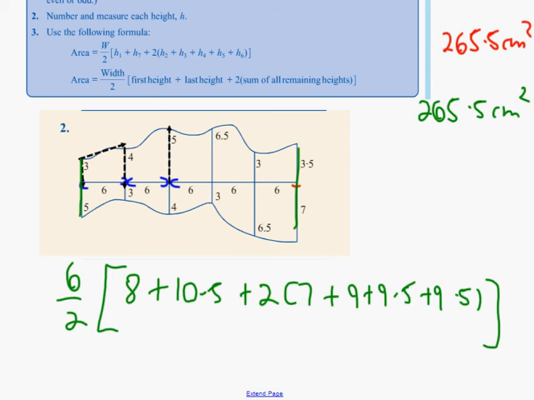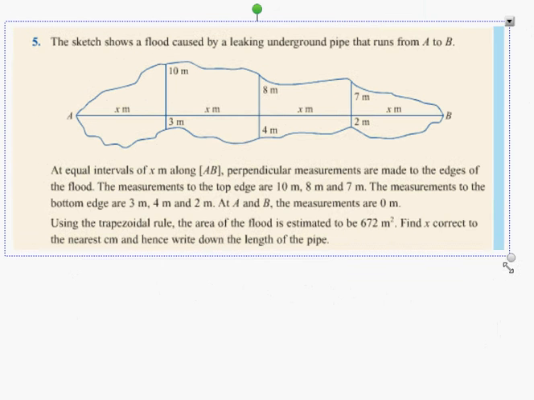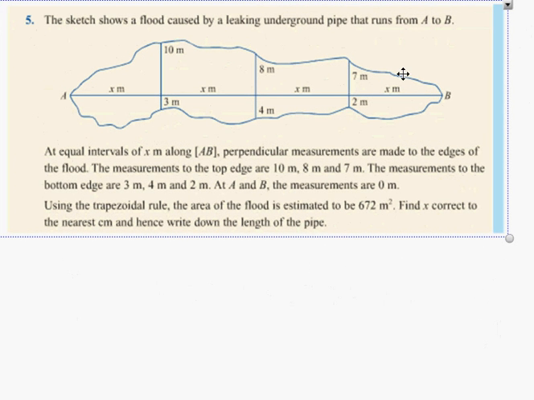Compared to the real thing, it's off. Now, guys, what we have here is the same thing. A sketch shows a flood caused by a leaking underground pipe that runs from A to B. At equal intervals of X along AB, perpendicular measurements are made to the edges of the floor of the flood. The measurements to the top edge are 10, 8, and 7. The measurements to the bottom edge are 3, 4, and 2. At A and B, the measurements are 0. Using the trapezoidal rule, calculate the area of the flood. The area of the flood is estimated to be 672 meters squared. Find X correct to the nearest centimeter and write down the length of the pipe.